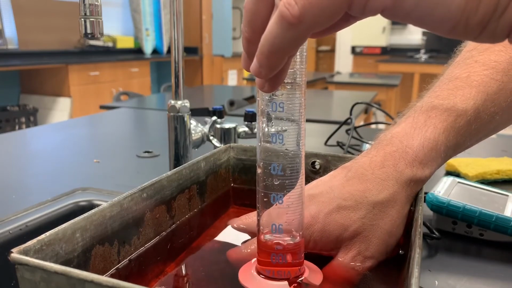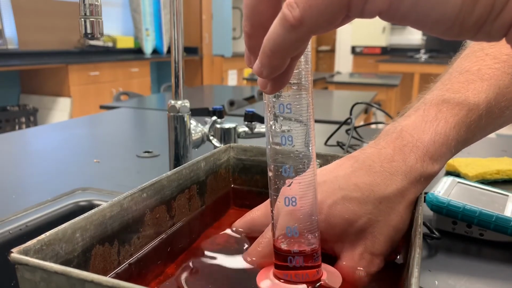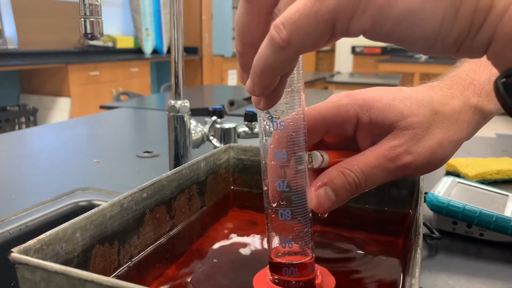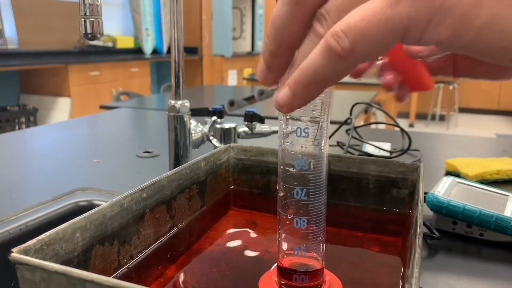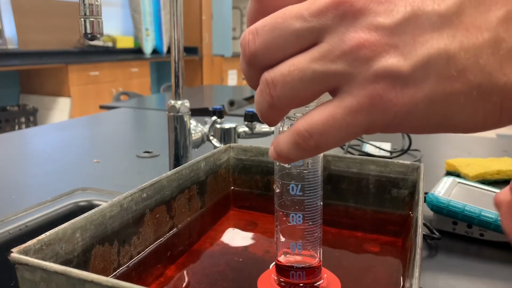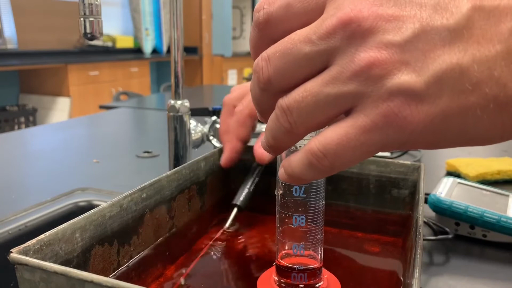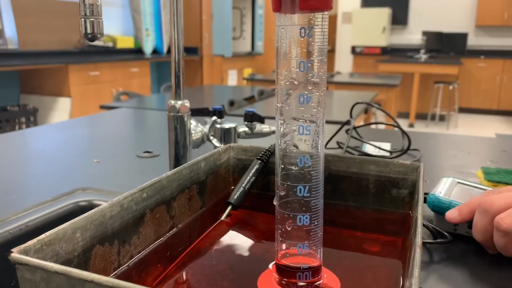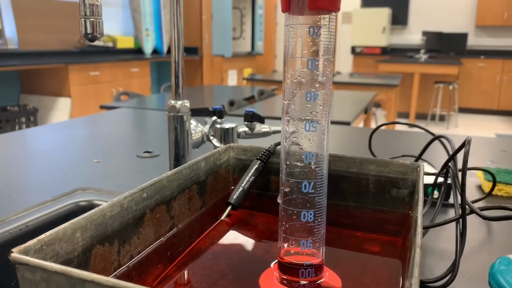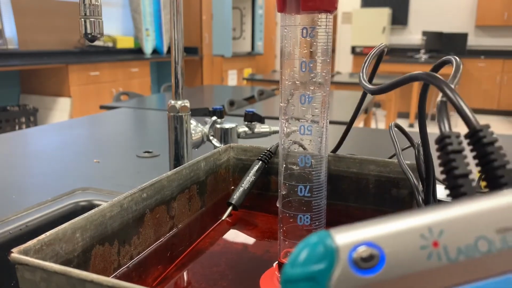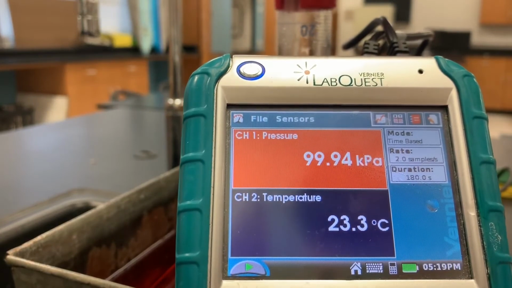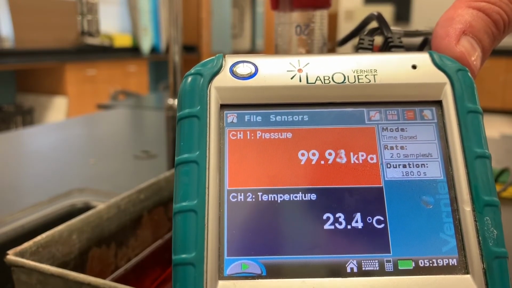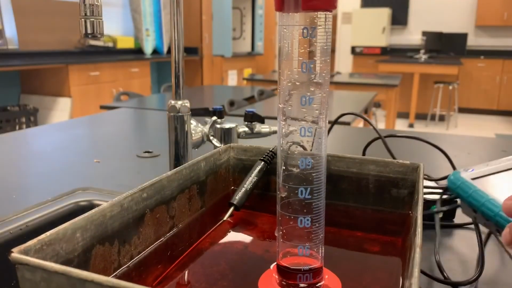I'll stop right there. It looks like I've collected 99 milliliters of gas from the lighter. Now the other thing I'm going to do is measure the temperature of the water, which should be a good proxy for the temperature of the gas, and I'm going to measure the atmospheric pressure, and those are displayed right here for you on the LabQuest screen. So we're at about 99.95 kilopascals, and the temperature is 23.3 degrees Celsius.